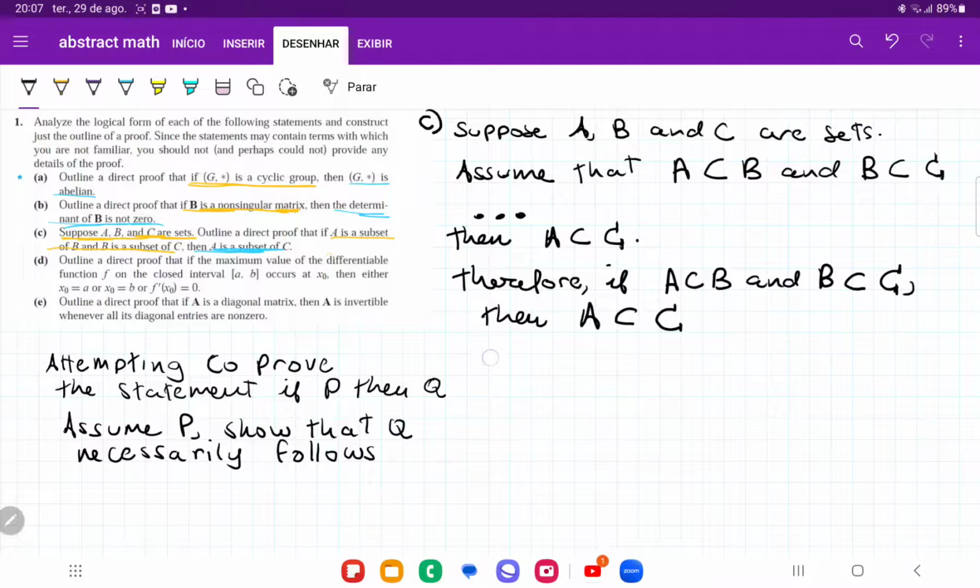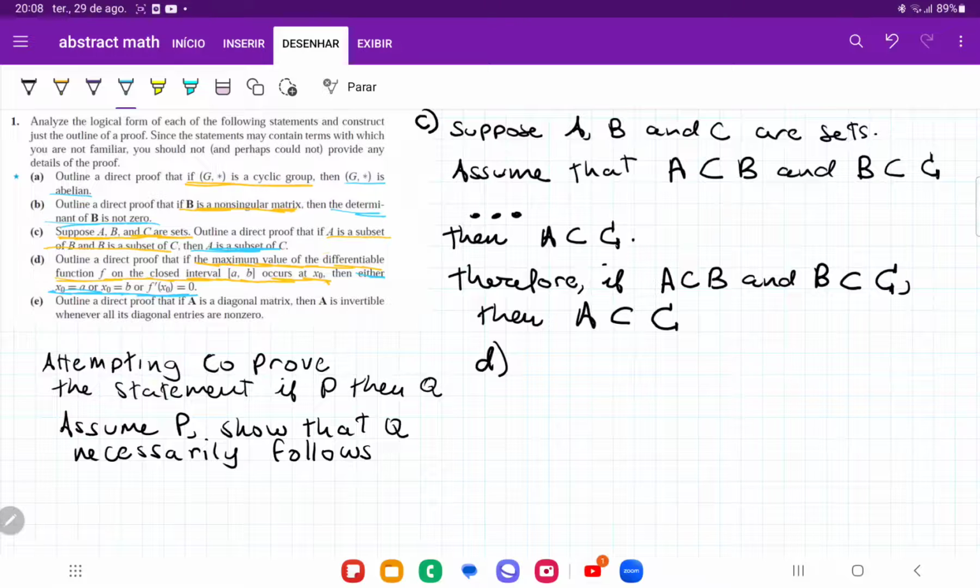Now let's do item D. So once more, we're assuming the hypothesis. What's the hypothesis? It says outline a direct proof that if the maximum value of the differentiable function f on closed interval AB occurs at x naught. So that's quite a long hypothesis, but that's what we're assuming. And we want to show that either x naught is equal to A, x naught is equal to B, or f prime of x naught is equal to 0.